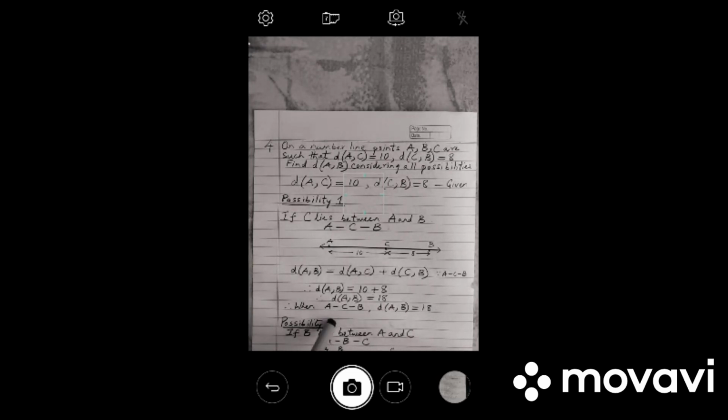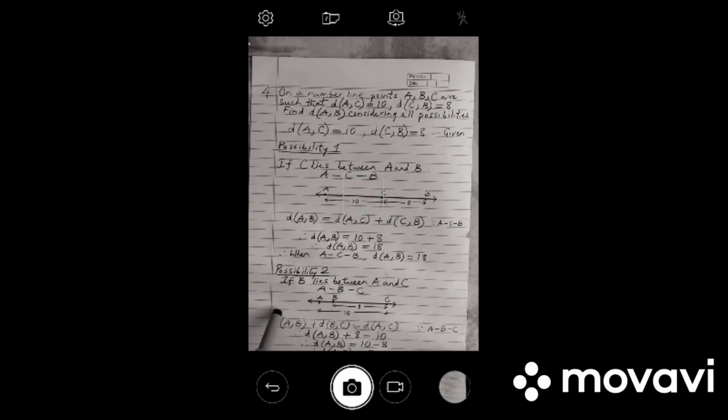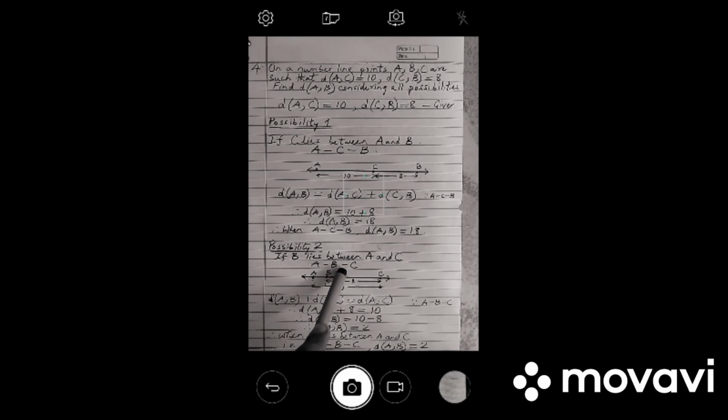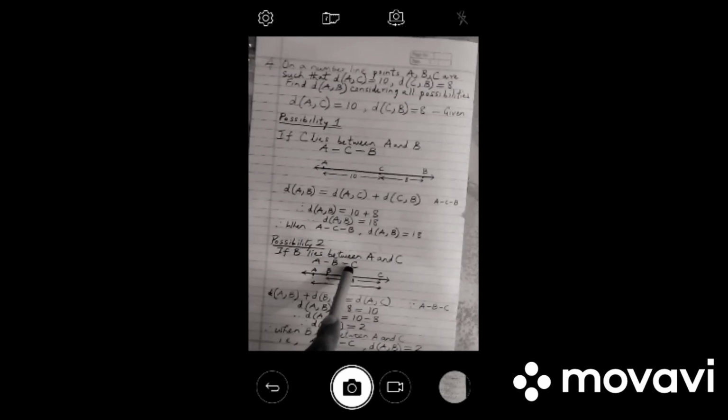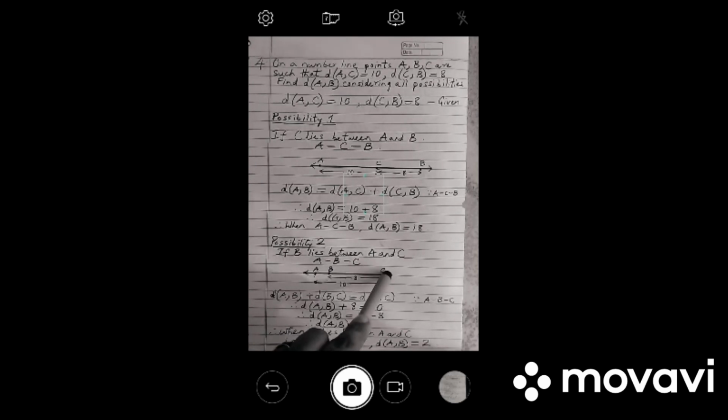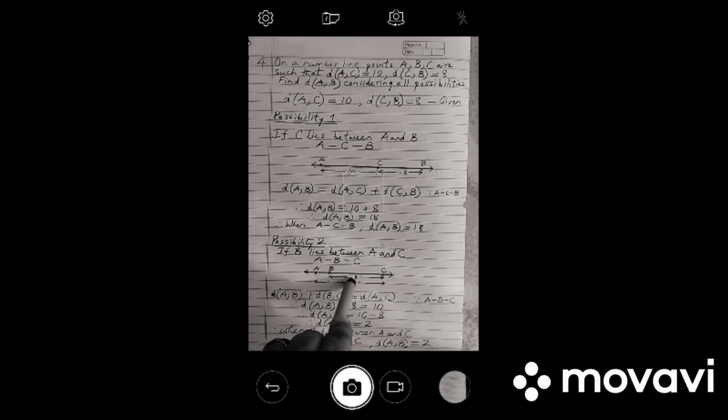Now let us consider the next possibility, that is possibility 2. That is, if B lies between A and C, which is written in this way. So we'll draw the number line. Now what is given is point A, point B, point C. AC is 10. Therefore B should lie between A and C. AC is 10 and BC is 8. So we have to find AB.